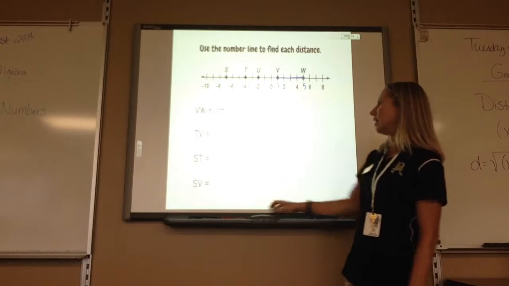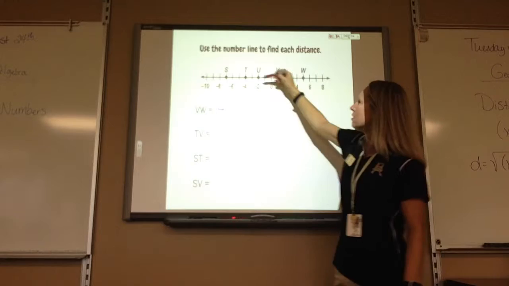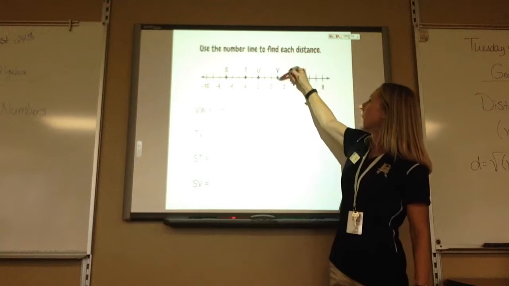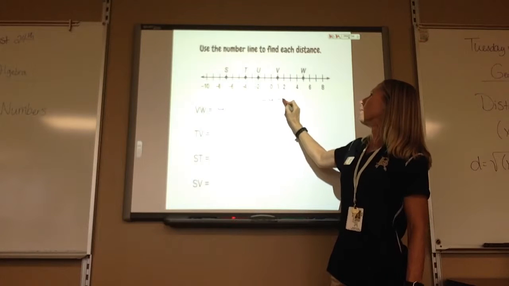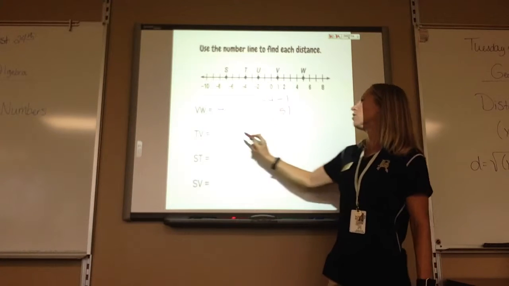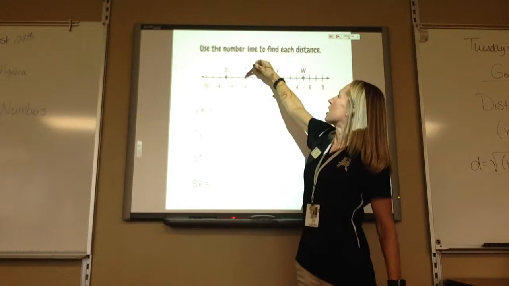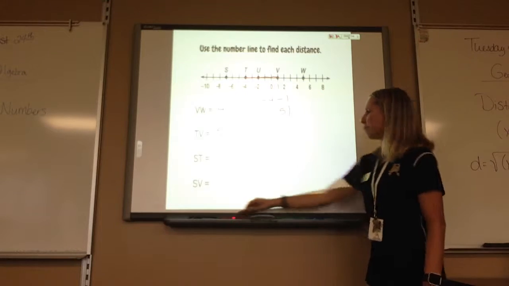Pretty easy. If I want the distance between T and B, T is at -4, B is at 1. So -4 minus 1 is what? -5, but take the absolute value. Or you can just count: 1, 2, 3, 4, 5. Whatever's easiest for you.